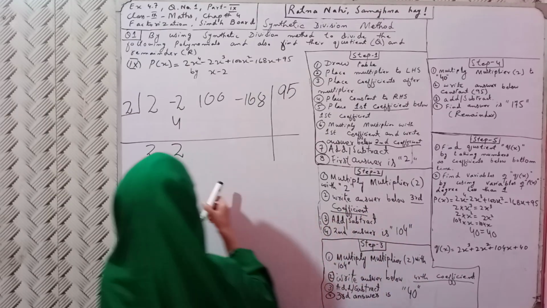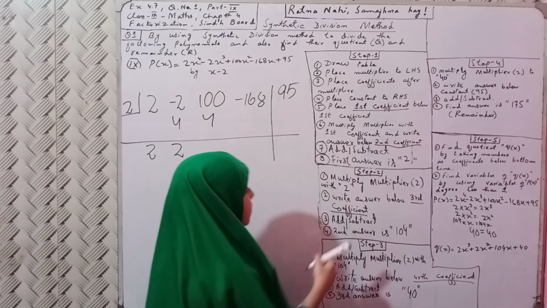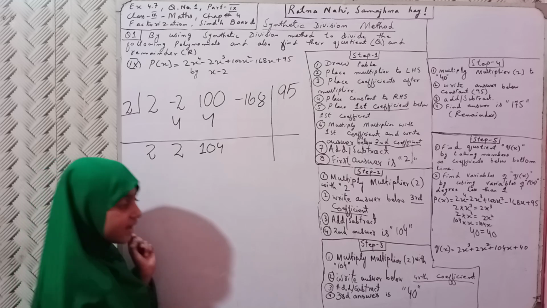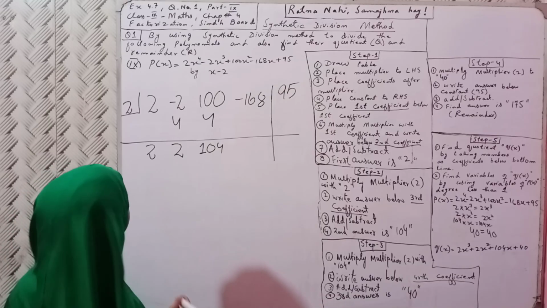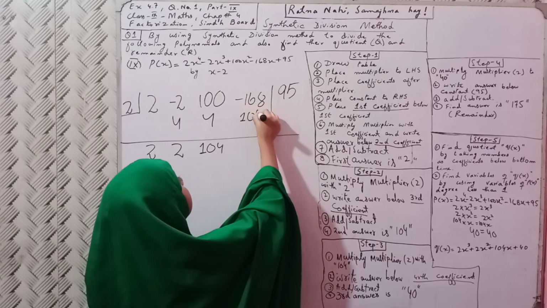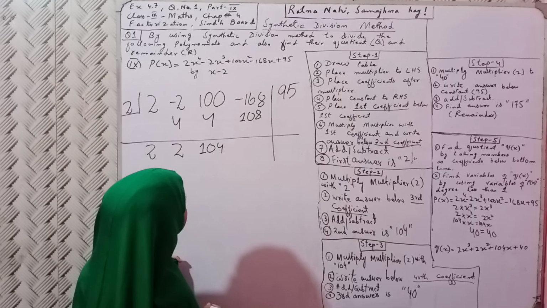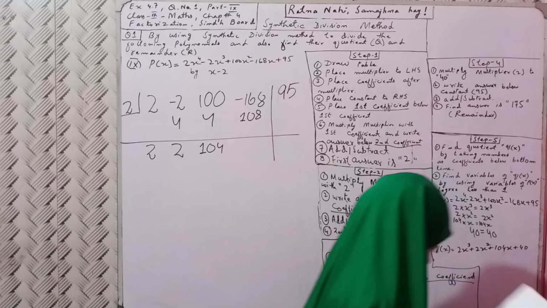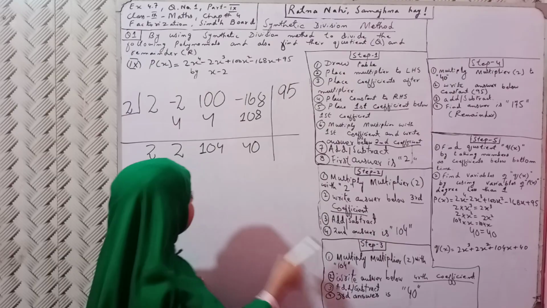So multiply 2 with 2, which gives 4. Then write the answer below the third coefficient. Done this, add, subtract: 104. So the second answer is 104, correct. Now multiply 2 with 104, so here will become 208. Add, subtract, so the answer will become 40. Now the third answer is 40, correct.